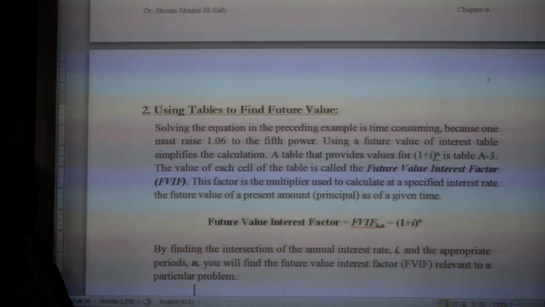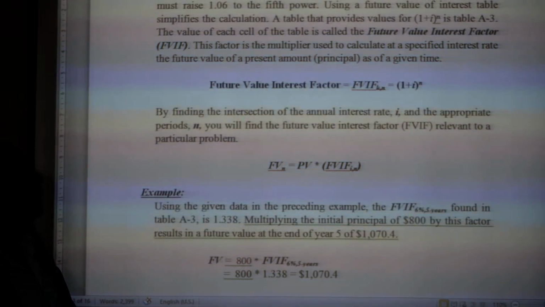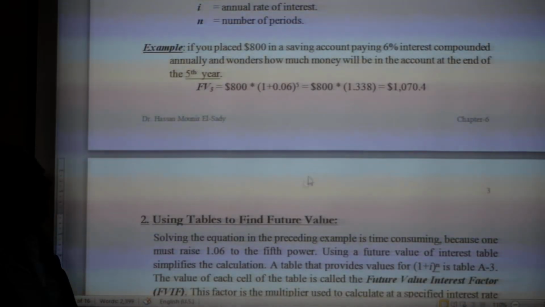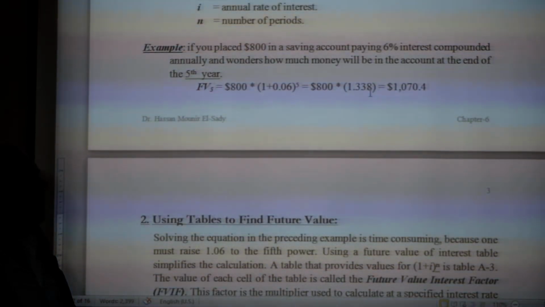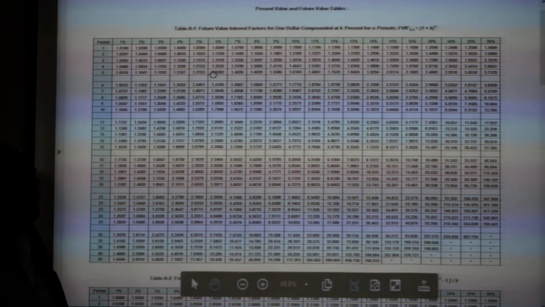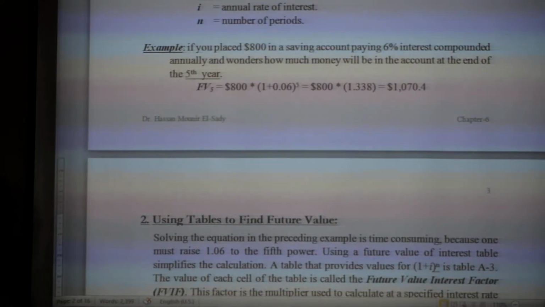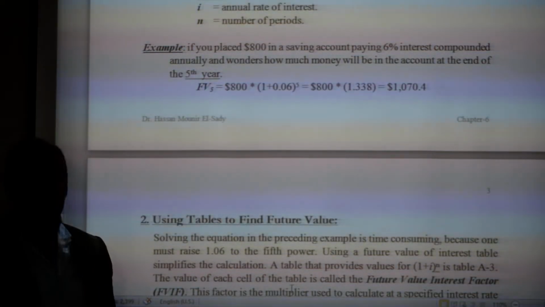presentation here. This is the future value interest factor, which is, let's go here, this is the 1.338, which is the same as I showed to you here, 1.338, 6% and 5. Okay, so it's much easier to use this time table. It's going to be provided in the exam.